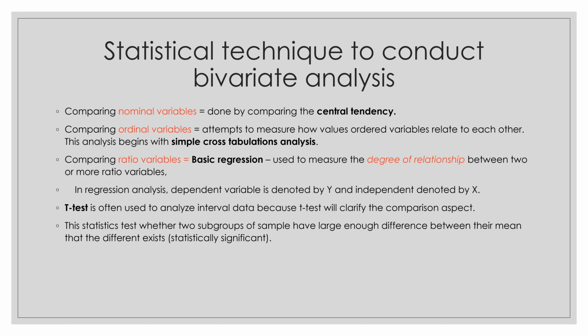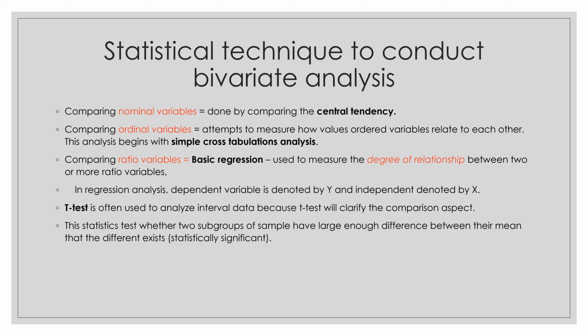Another statistical technique to conduct bivariate analysis is comparing nominal variables, which is done by comparing the central tendency, and comparing ordinal variables, which attempts to measure how the values of ordered variables relate to each other, and this analysis begins with a simple cross-tabulation. If we want to compare ratio variables, we need to use basic regression, which is used to measure the degree of relationship between two or more ratio variables. So in regression analysis, the dependent variable is denoted by y and the independent variable is denoted by x.